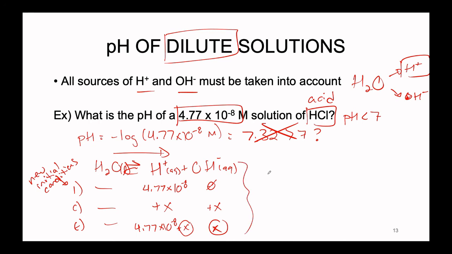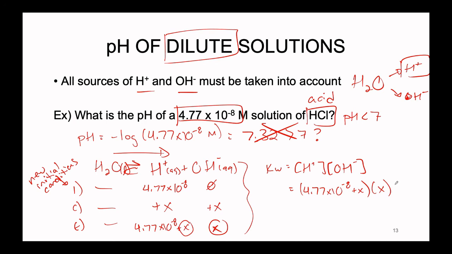So the equilibrium values for X can be found by setting up our Kw equal to the concentration of H plus and OH minus. The H plus concentration is going to be that 4.77 times 10 to the negative 8 plus X, and the value for OH minus is also going to be X.